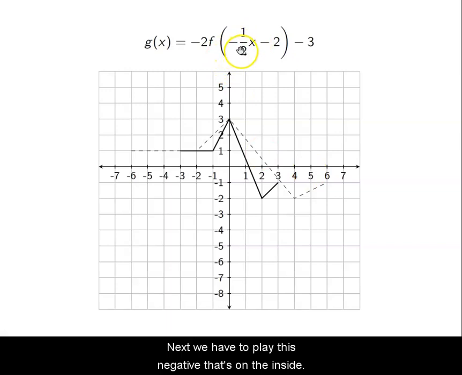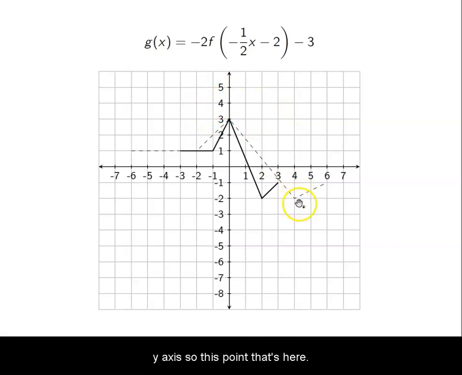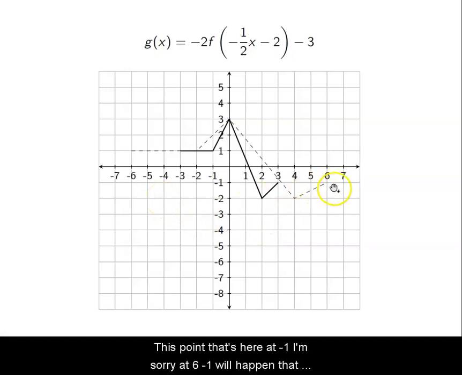Next, we have to apply this negative that's on the inside, okay? So remember, an inside transformation for a negative value, that does not change my outputs, it changes the inputs. So that reflects it across the y-axis. So this point that's here at 4 will move to -4. This point that's here at 6, -1 will happen at -6, -1. Everything's going to rotate across this axis, right?